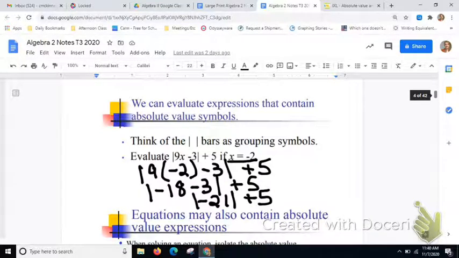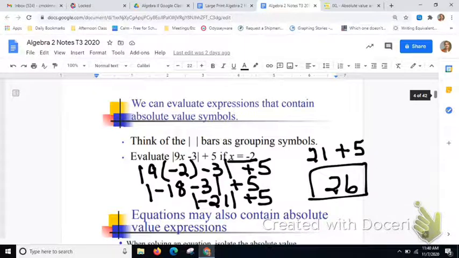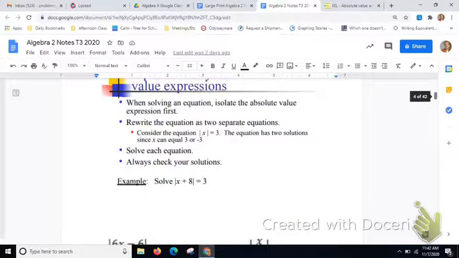So I do everything inside first. Then I take the absolute value. So then that's 21 without the bars now, plus the 5. Final answer is 26. So when we're checking our absolute value problems, it's going to be important. This is basically what we're doing on each side of the equation to be able to check that. So this is our big new thing. All right, now we're solving an equation and it has absolute value bars in it.